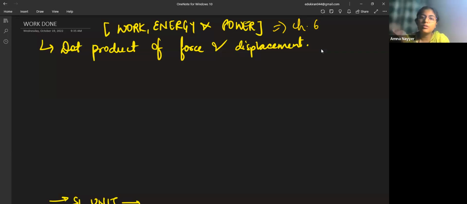Power is also related to your energy or work done. So power is also a very small portion that will be completed in 1 class itself. Energy has a lot of portion, right? Because you have to deal with kinetic energy separately and potential energy separately. And work done is also very small.